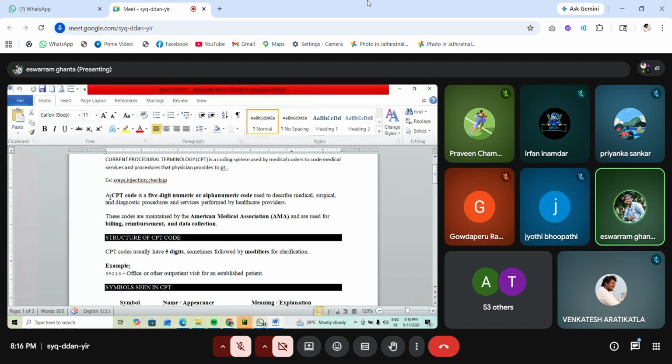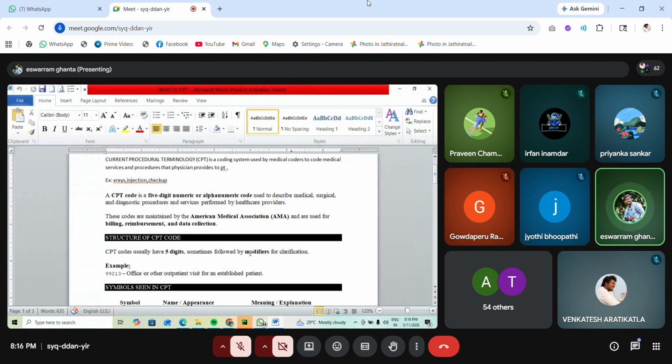So see here, this is 99213, office or other outpatient visit for an established patient. So the patient was already admitted in the hospital previously. In a previous visit the patient already visited the hospital, so came again for an office visit for a checkup or anything. So this is also one of the procedure codes. The codes are like this, 99213. CPT codes usually have 5 digits, sometimes followed by modifiers. So just remember this thing, modifiers.